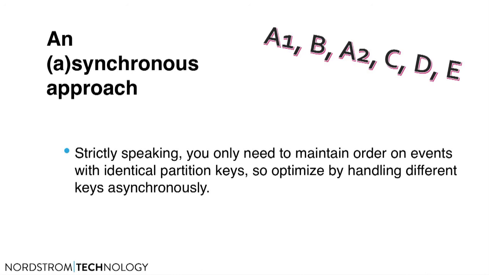So here, A1 and A2 represent two items with the same partition value A and a value 1 and a value 2. You can split these events up and process B, C, D, E, and the A1, A2 group asynchronously, and only use your blocking single-threaded synchronous processing on A1, A2. So this is a hybrid approach between synchronous and asynchronous that we're exploring to see if we can get some performance improvements out of that.